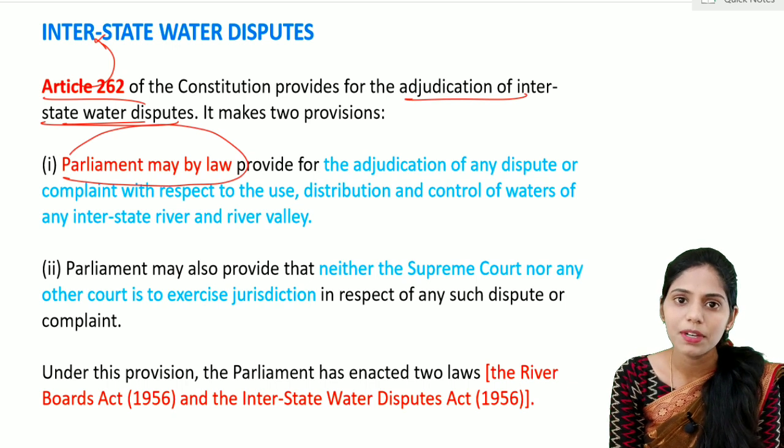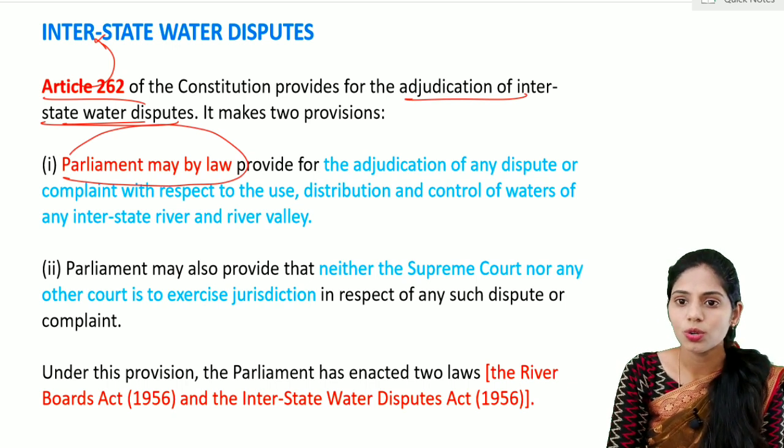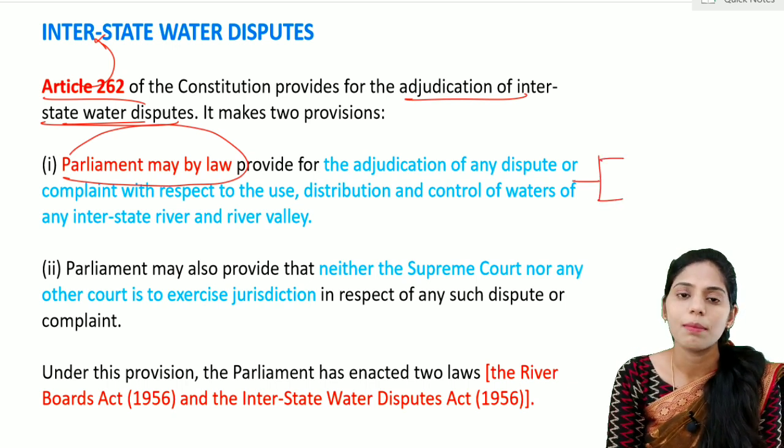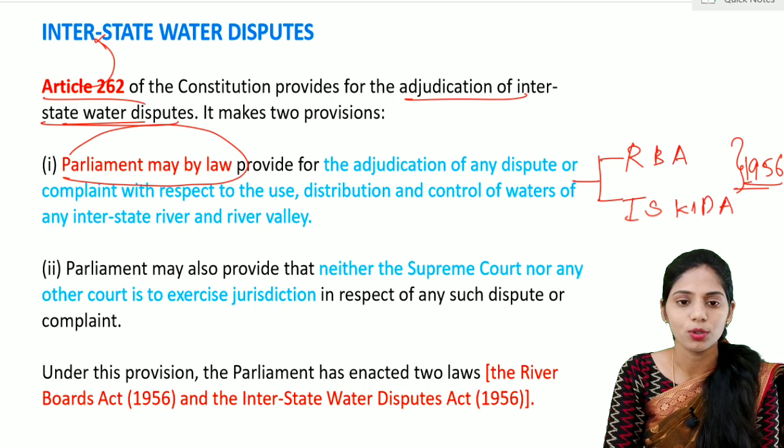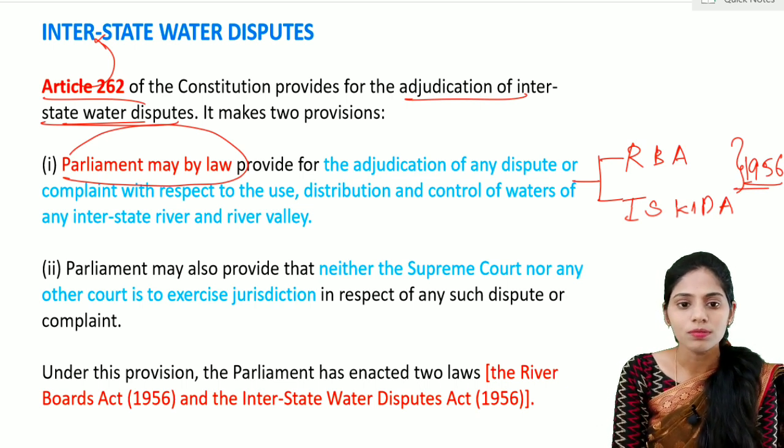So has the Parliament used this power? Yes. According to this, we see 2 important acts, that is the River Boards Act and the Interstate Water Dispute Act, and both of them were made in the year 1956. So let us see them also.